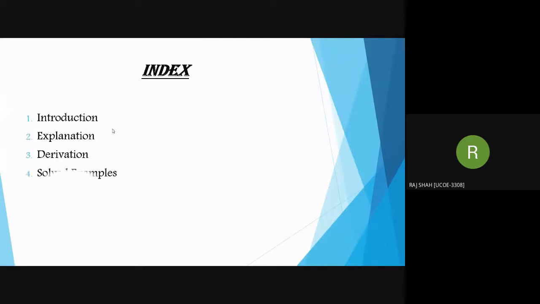So this topic is divided in different parts, which is its introduction, its explanation, its derivation, its solved examples, and application. So we will go for the first topic, which is introduction.